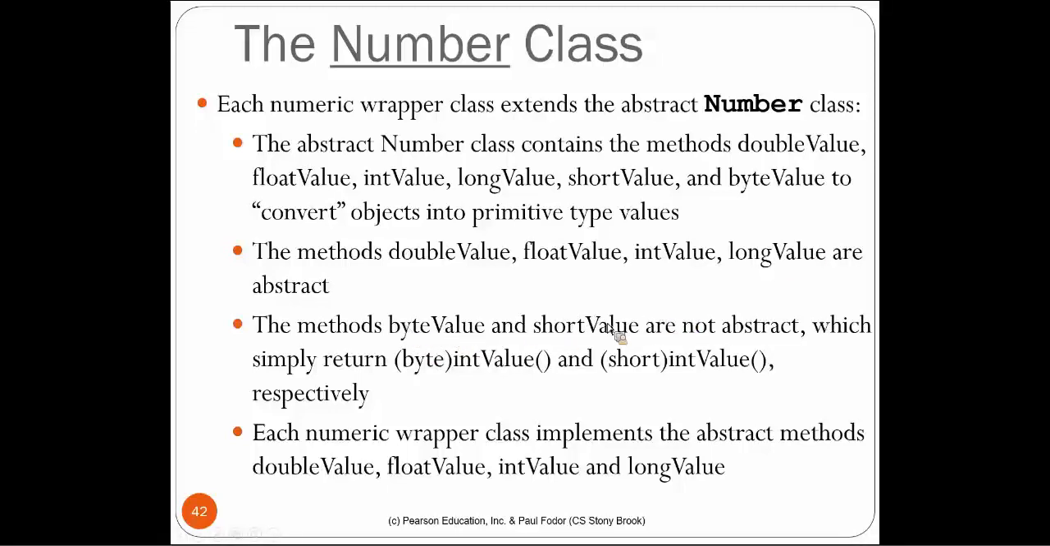The methods byteValue and shortValue are concrete. They are implemented in the Number class, and they return the byte value of the int value and the short value of the int value. Each number wrapper class also implements the abstract methods doubleValue, floatValue, intValue, and longValue.